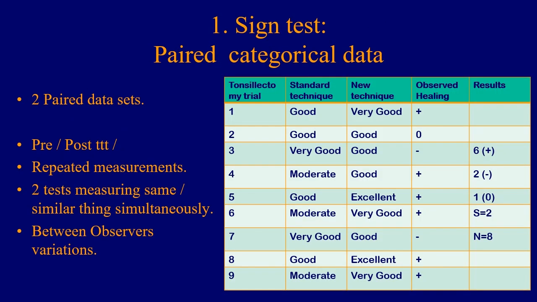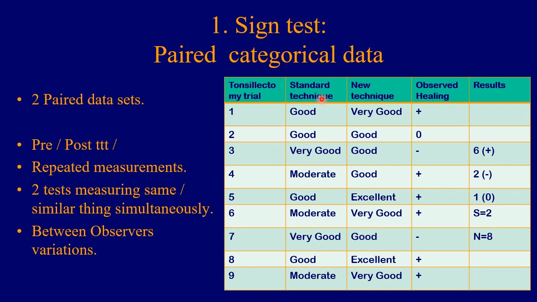The first example here, we are running a trial, for example, to see if there is a better way of doing tonsillectomy. So we had one tonsil removed by the standard technique and the other tonsil removed by the new technique in the same patient. And we had 9 patients enrolled for the study. After 10 days or 2 weeks, we compare the healing between the two tonsils and we grade it, whether it is good or very good or excellent or moderate. So we end up with 2 sets of data, the tonsils that have been removed by the standard technique and the tonsils that have been removed by the new technique. Notice that the 2 sets are paired. Each patient had the 2 techniques, one with the standard and one with the new.